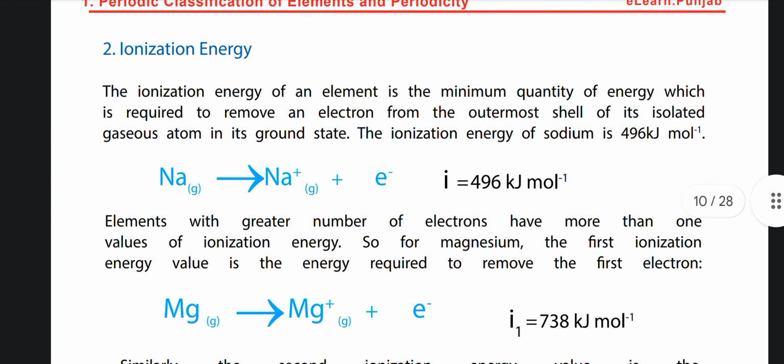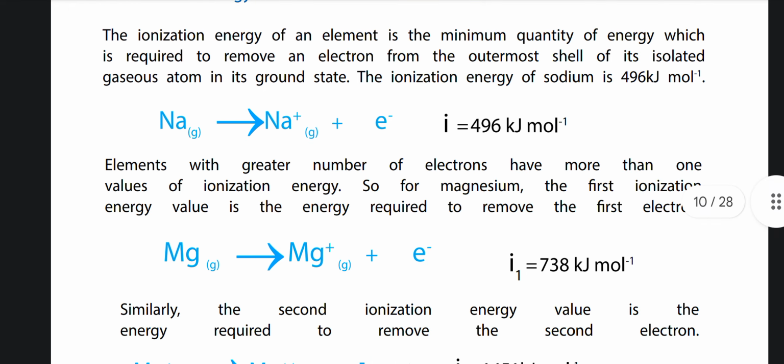Number 2 is the ionization energy. The ionization energy of an element is the minimum quantity of energy which is required to remove an electron from the outermost shell of its isolated gaseous atoms in its ground state. The ionization energy of sodium is 496 kJ per mole. Na = Na+ + e-. Ionization energy is equal to 496 kJ per mole.